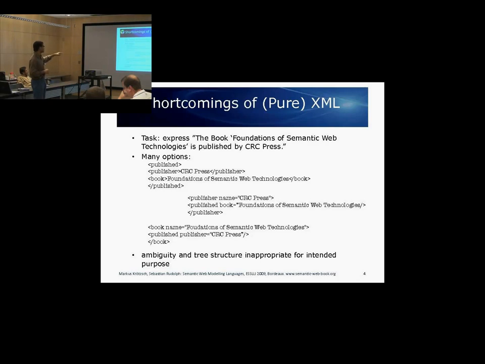And the second option is where both the publisher name and the book become attributes of the publisher and published element. So it leads to a lot of ambiguity. You can represent the tree structure in a lot of ways, because of which it will be extremely difficult if you want to write any kind of programs or software to process this information.